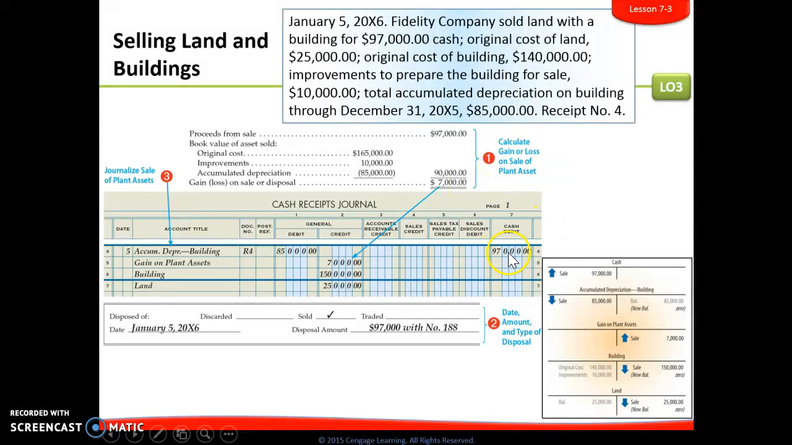And then we also have to record our cash. We received $97,000 in cash, so that goes into our cash debit. And then they recorded it on that plant asset record sheet.